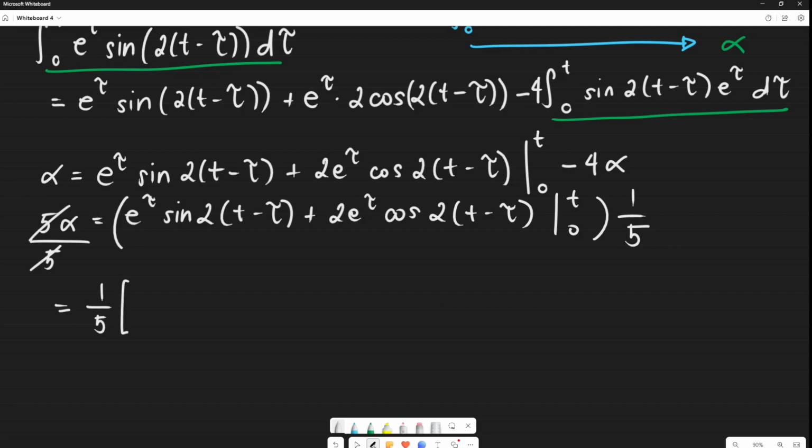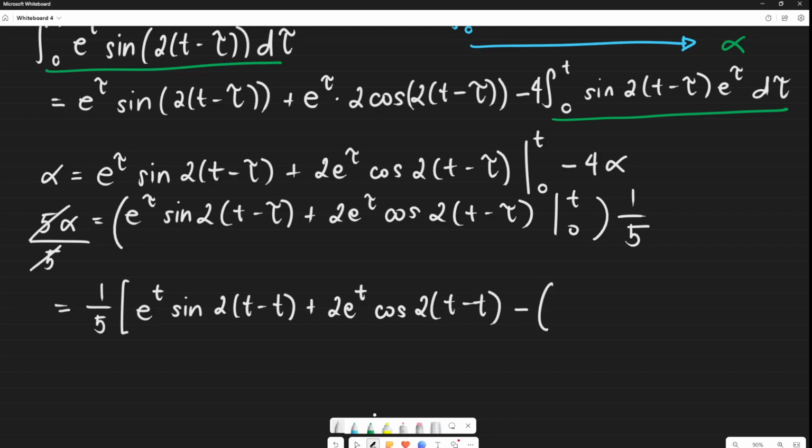Let's substitute t first to every tau. So we have e raised to t sine 2 of t minus t plus 2e raised to t cosine of 2 t minus t. So we have already substituted t. Now let's substitute 0, minus. Do not forget the minus. I'll just distribute the negative sign directly.